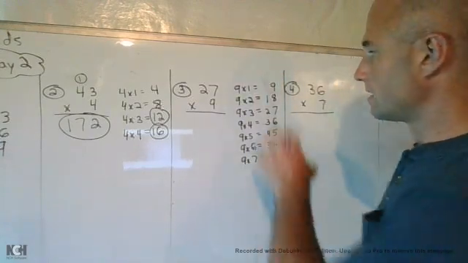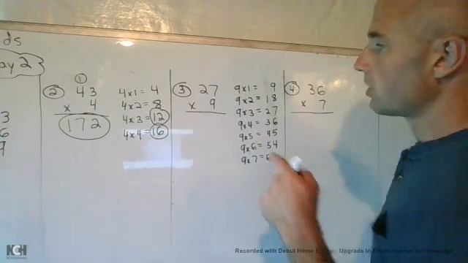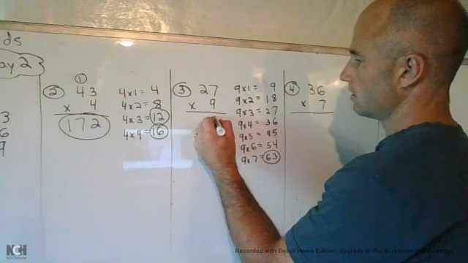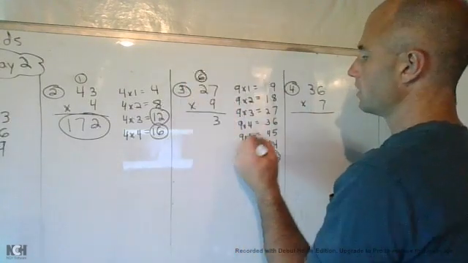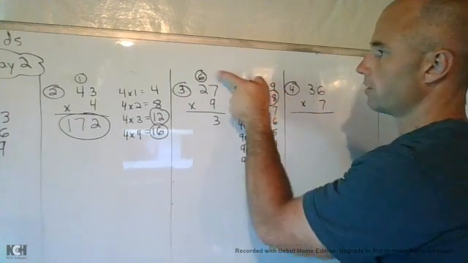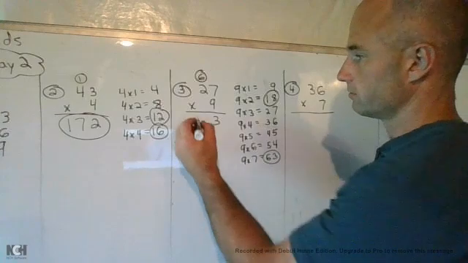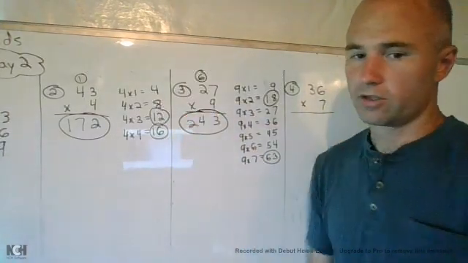And a very common mistake that's going to happen is incorrect 9 times tables. So we start off with 9 times 7 equals 63. Bring the 3 down, carry the 6. 9 times 2 equals 18, plus 6 is 24, giving me the answer of 243.